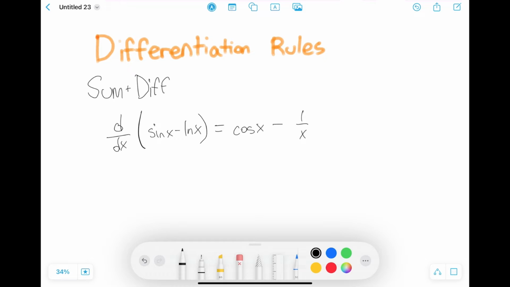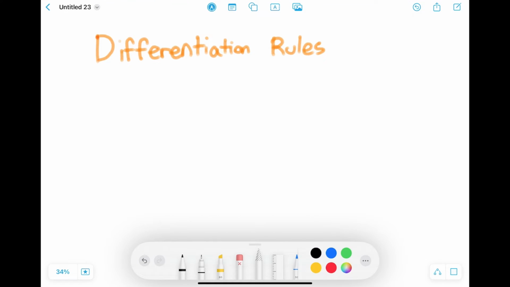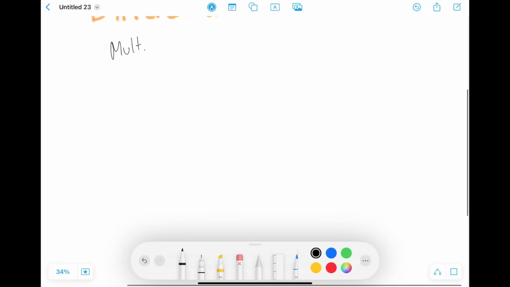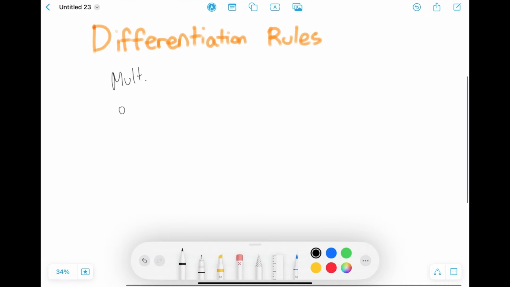However, this basic idea only works for sums and differences, where we can just take the derivatives individually and add them or subtract them. For multiplication, we have to use what's called the product rule, which states that the derivative of f times g is equal to f times the derivative of g plus g times the derivative of f.